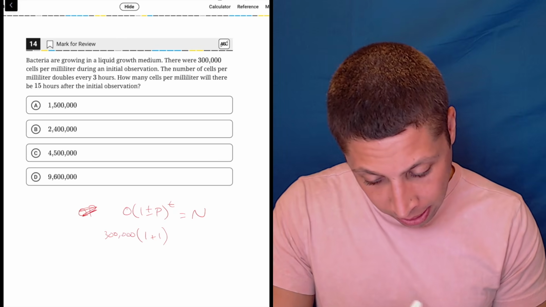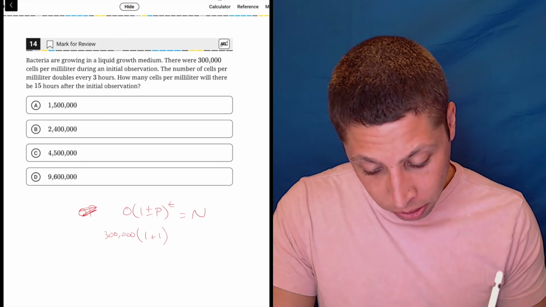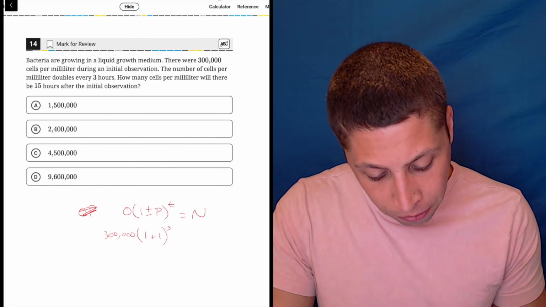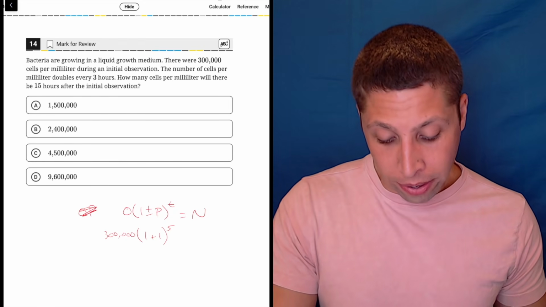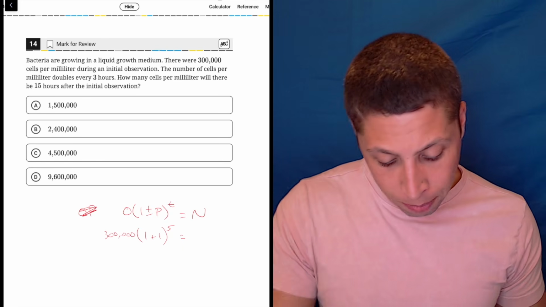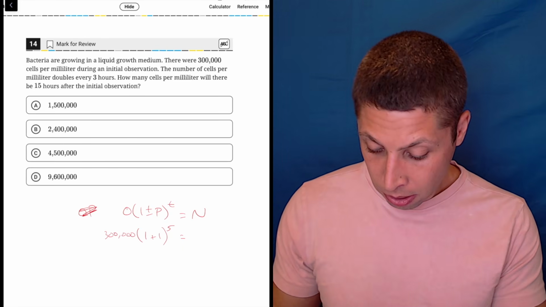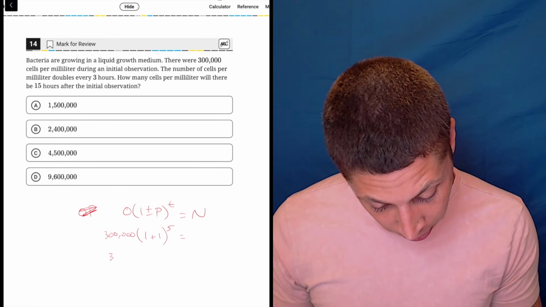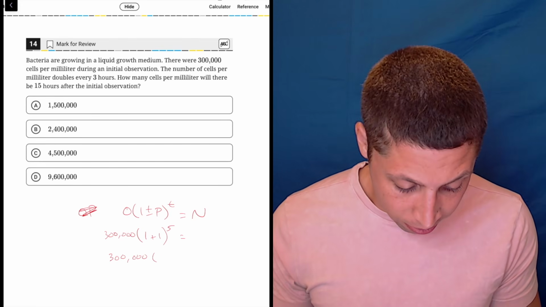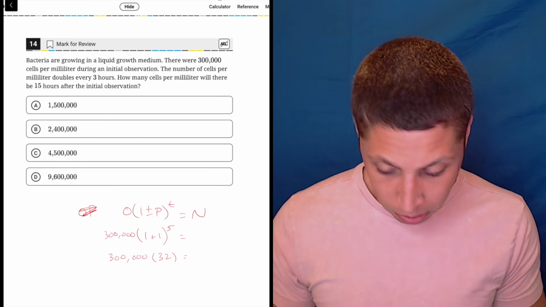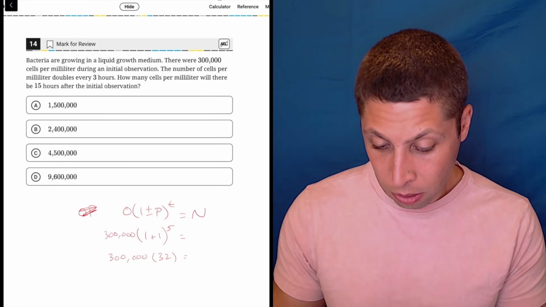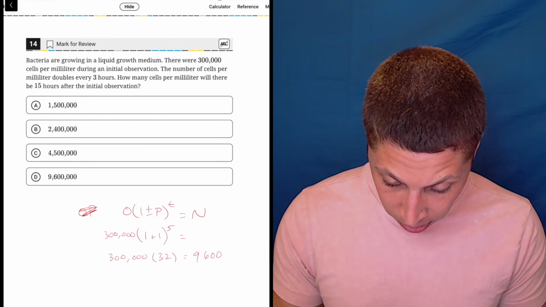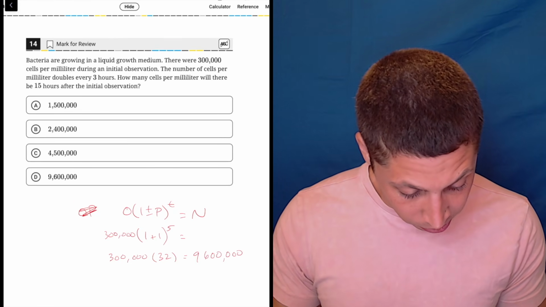Okay. It's every 3 hours that it doubles, so there's only going to be 5 intervals where it doubles. So I am doing 2 to the 5th, normal calculator, 2 to the 5th is 32. So that's 300,000 times 32, which is 9,600,000.